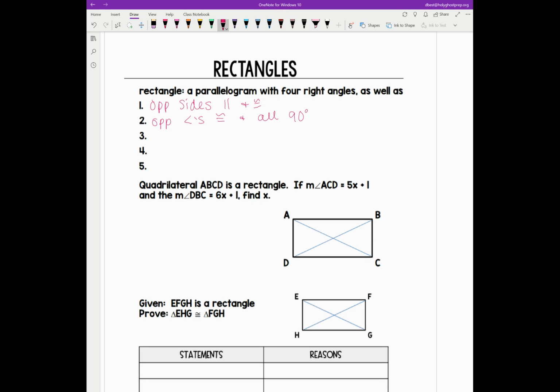Okay, because they're all right angles. The consecutive angles are supplementary. Remember, they add up to 180, which makes sense if they're all 90 degrees. The diagonals bisect each other. And the last one, which is special for rectangles, is that the diagonals are congruent. So 1 through 4 are basically properties of parallelograms, but number 5 is special, that the diagonals are actually congruent.